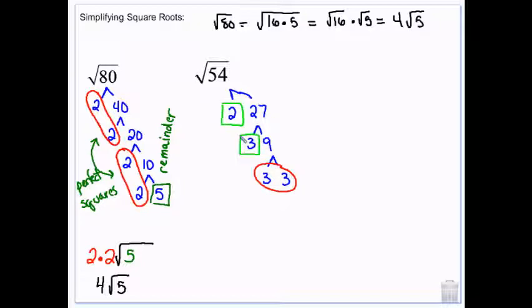And then I have 2 numbers that don't have anything that goes with them, right? So I'm going to bring out that 3. And I'm going to leave the 2 and the 3 that didn't match up to anything behind. And so my answer is going to be 3 times the square root of 6. So these remainders get left behind inside. You can only come out if you're with a pair. So every pair, 1 comes out.